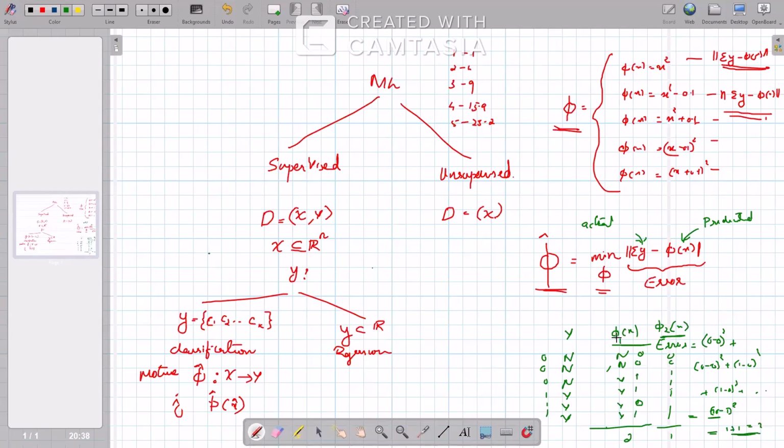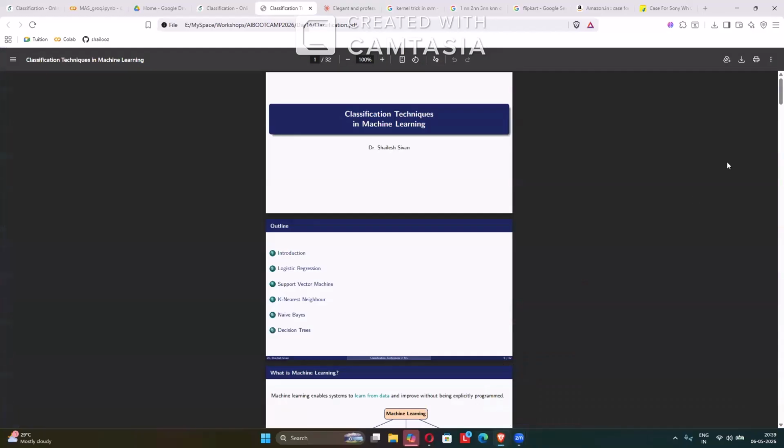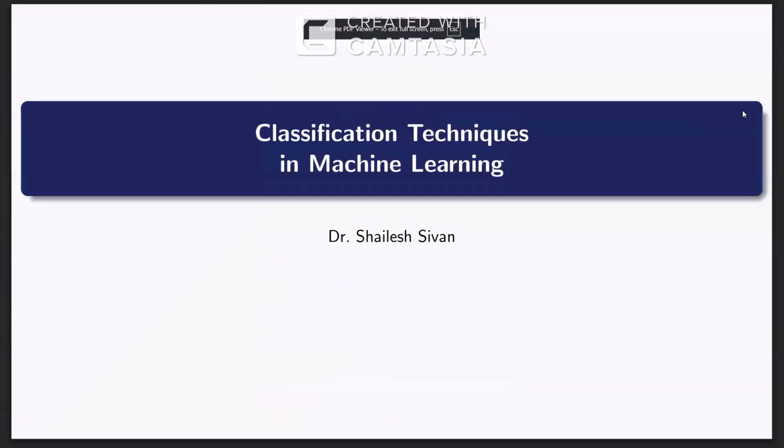So for such a set of functions, what all ways can we build them? We are going to discuss that. That is what is happening in different classification methods. So is the screen visible now? Yes, sir.